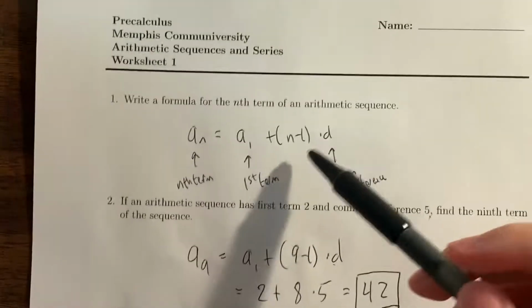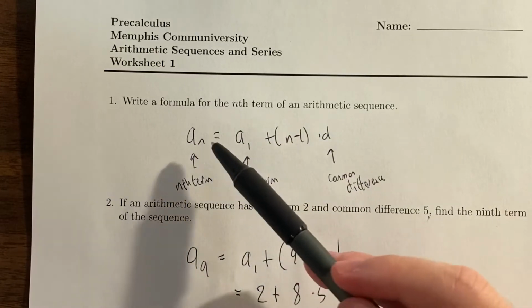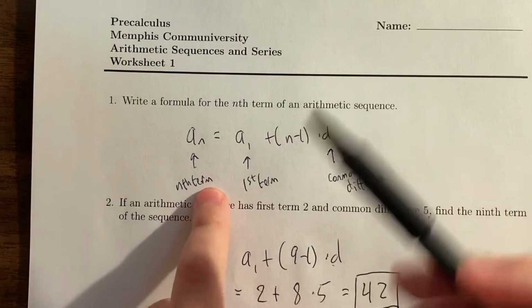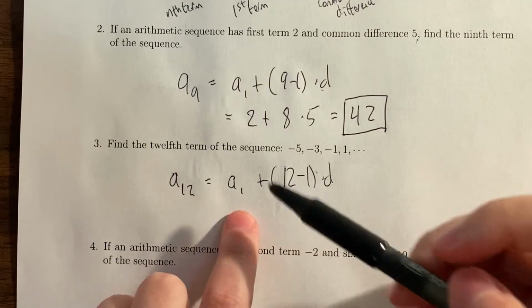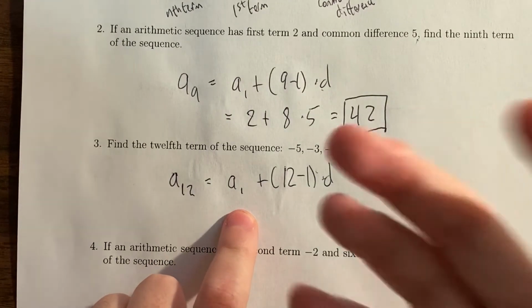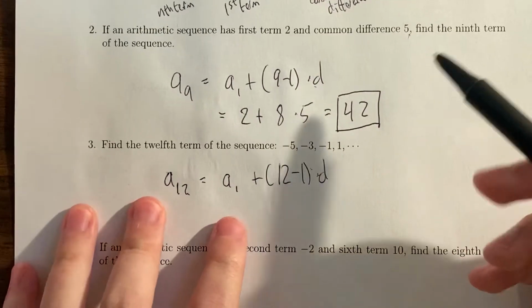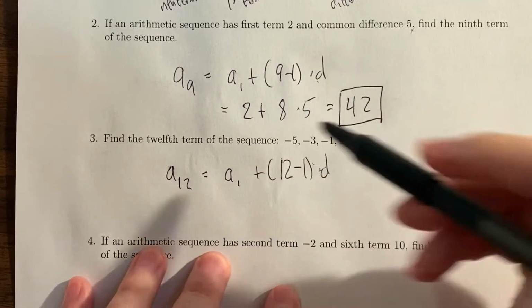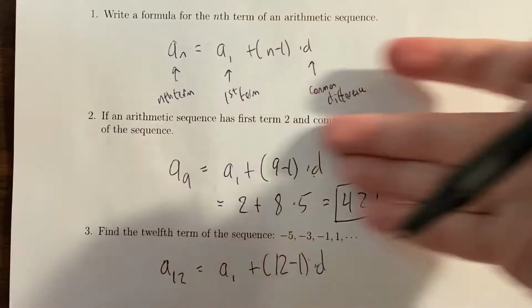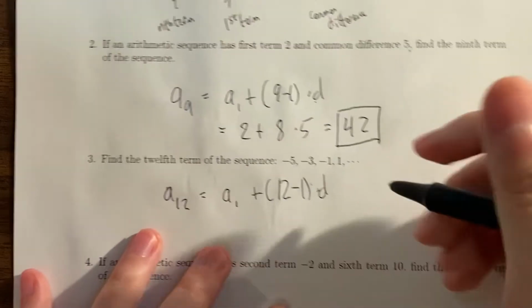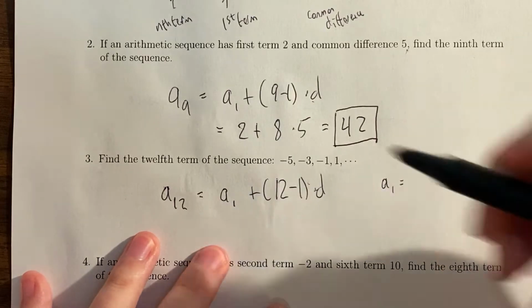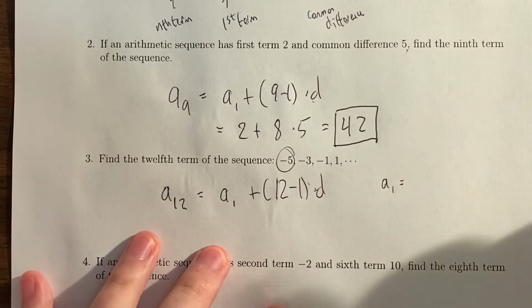Just keep in mind that in this formula, you don't multiply by the number of the term you want, for example, 12. You need to multiply by 12 minus 1 because you're always starting off from the first term. So in this case, it's pretty easy. We can easily find what the first term is and what the common difference is. A1 is just the first term. You just literally eyeball it: -5.